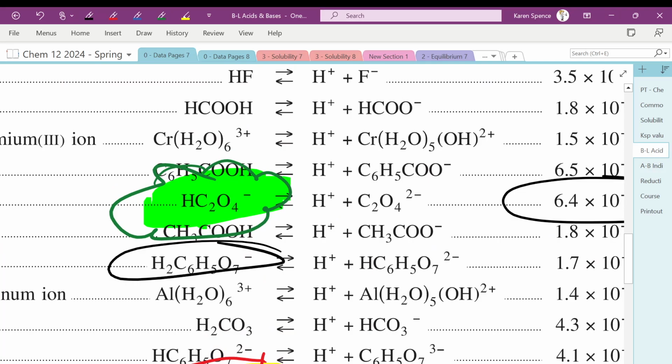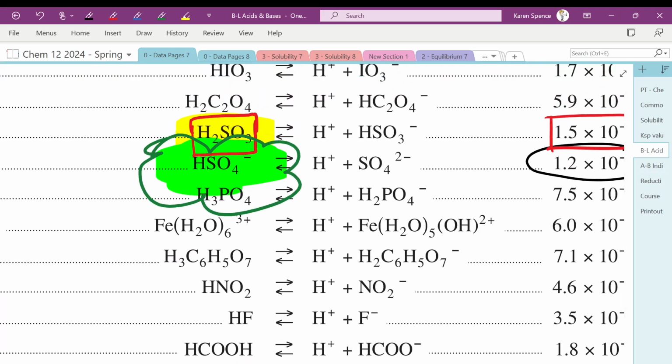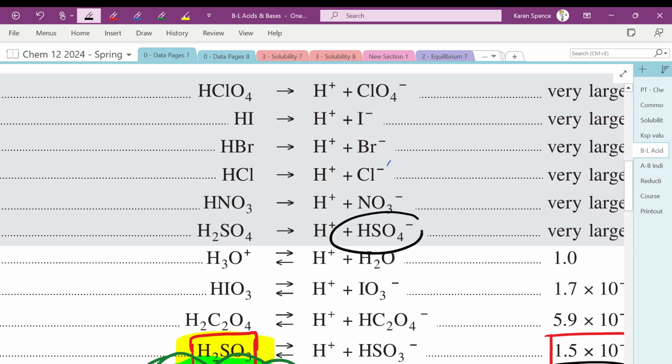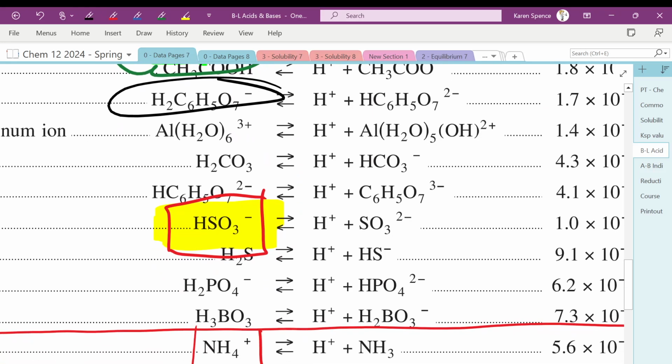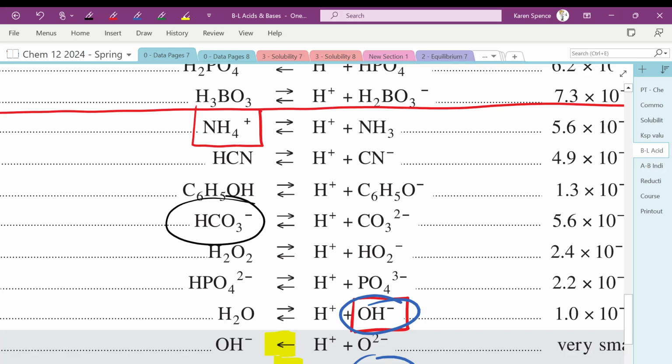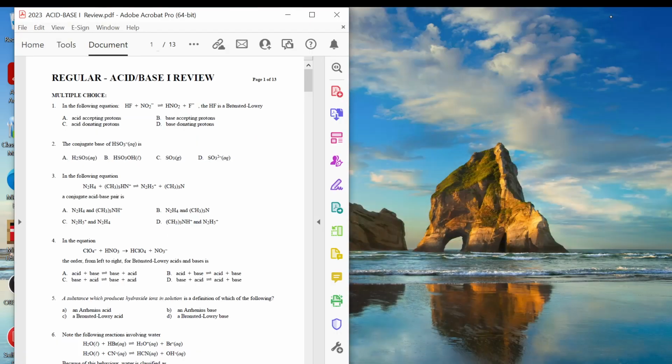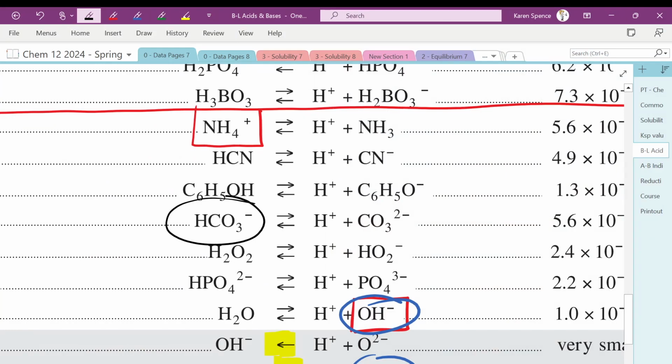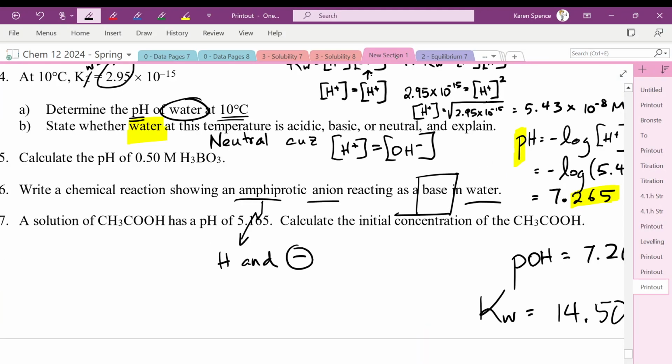The only one I don't want to pick is HSO4 minus because it doesn't act as a base, because the arrow does not go that way. So just watch out for that. Any other one will work. You could use HSO3 minus. You can use HCO3 minus. So we have HCO3 minus, and it's acting as a base in water.